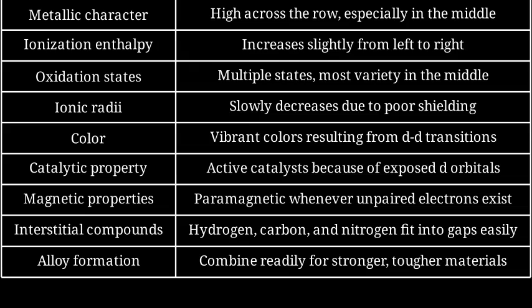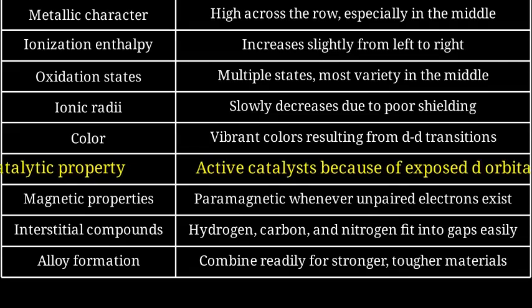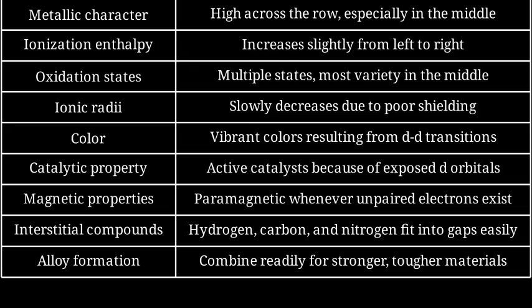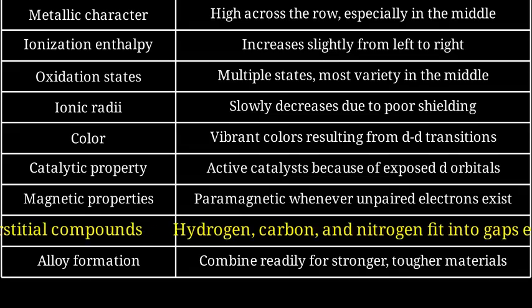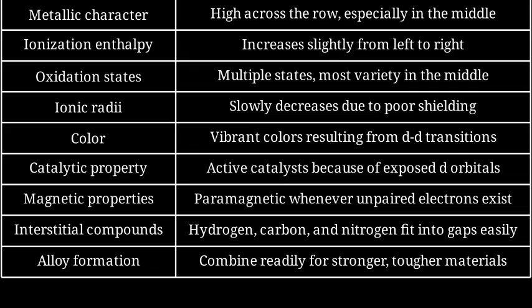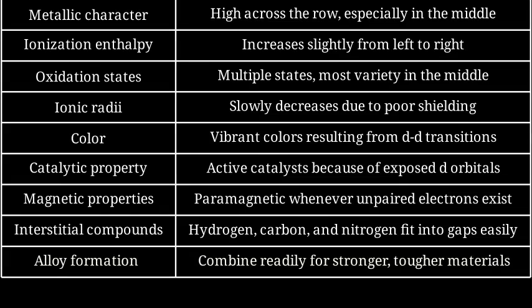Catalytic properties appear since partially filled d orbitals allow adsorption of reactants. They are often paramagnetic because of unpaired electrons. They form strong interstitial compounds with small atoms like hydrogen. Finally, they alloy easily with other metals, boosting strength and toughness.